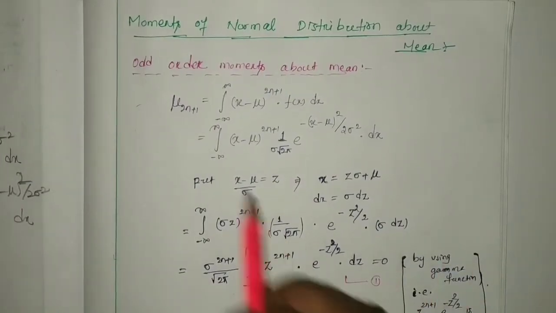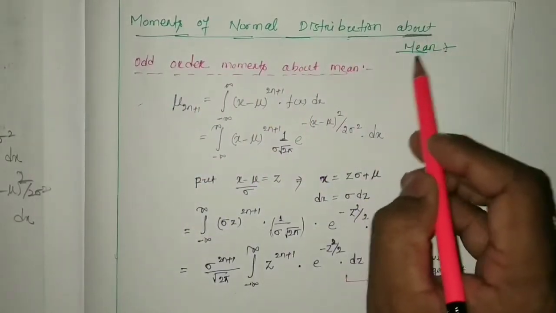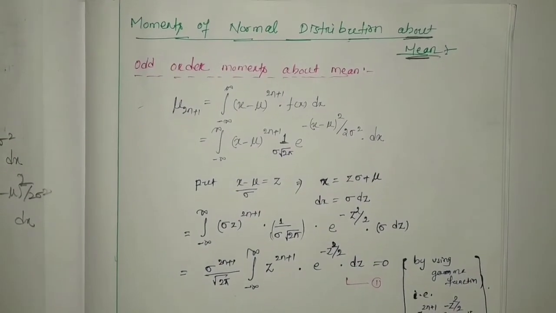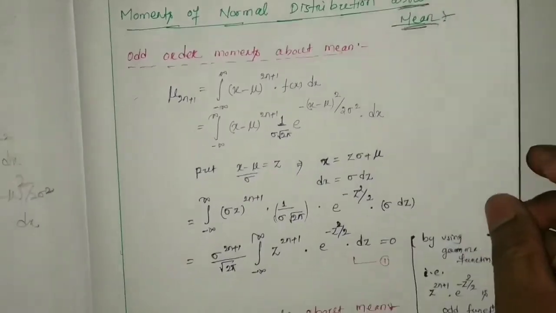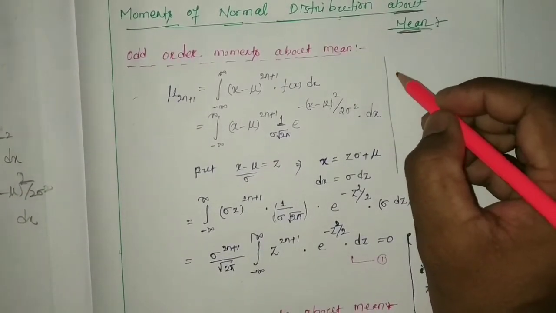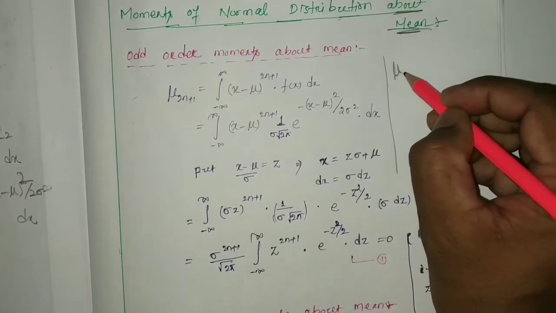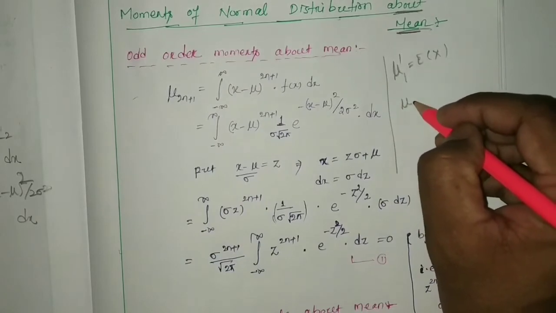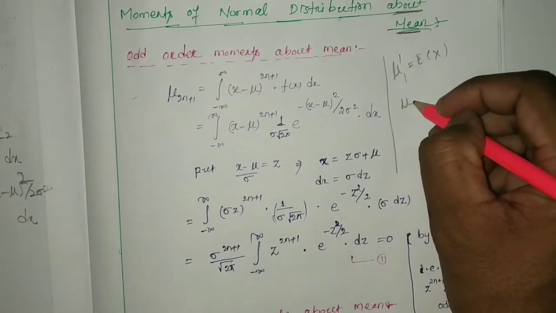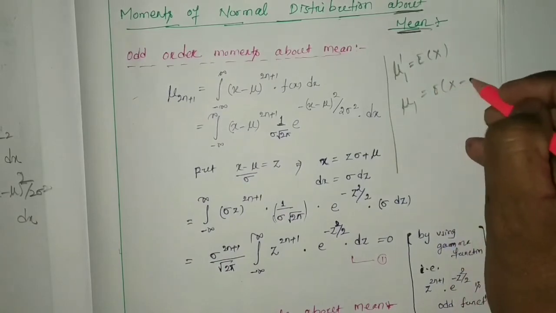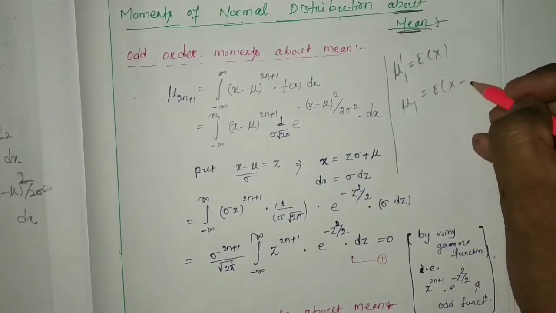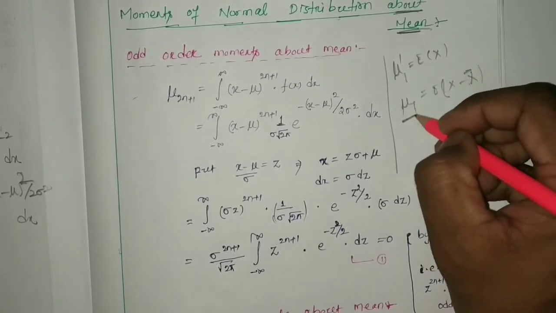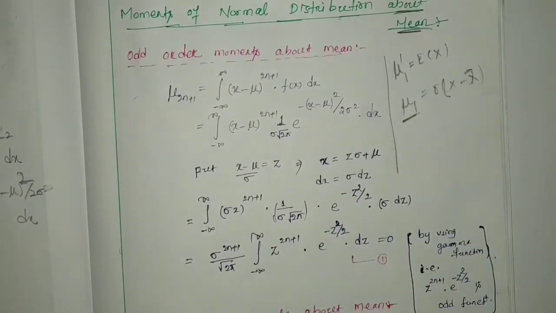we are going to go for the moments of normal distribution about the mean, okay. So again, we know that moment about the origin mu 1 dash is nothing but expectation of x, right? And moment about the mean, suppose I consider mu 1, that is nothing but expectation of x minus mean, suppose x bar. Okay, so mu 1 is nothing but moment about the mean.